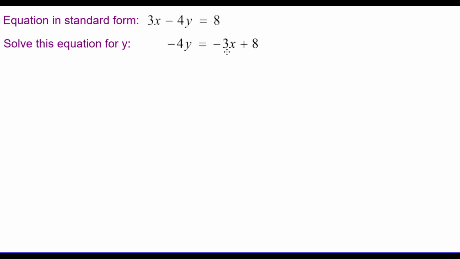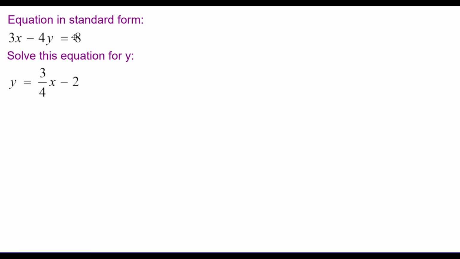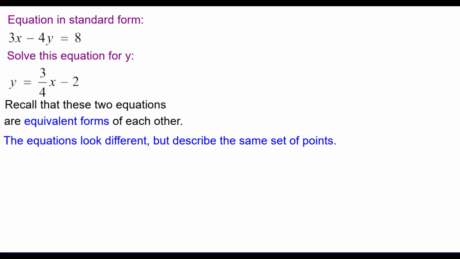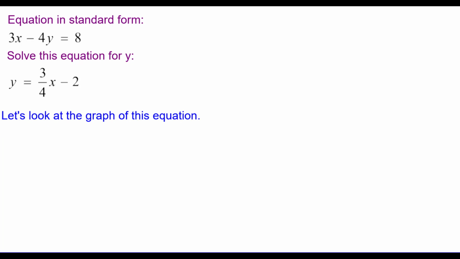So I subtracted 3x from both sides, then divided each term by -4, the coefficient of y, each term, and then simplifying, y is equal to positive 3/4 x minus 2. So here are our equations in standard form and solved for y. Recall these are equivalent forms of each other, which means they look different, but they describe the same set of points. And as we did previously, we're going to go ahead and just graph it for you.